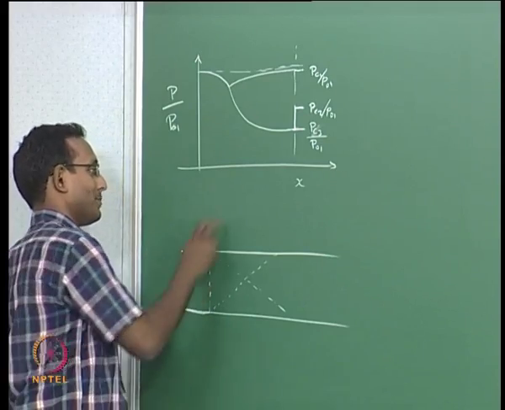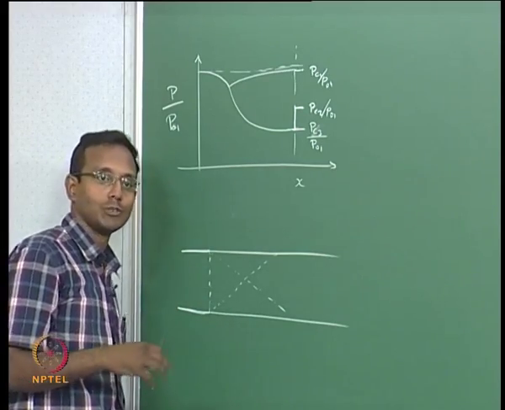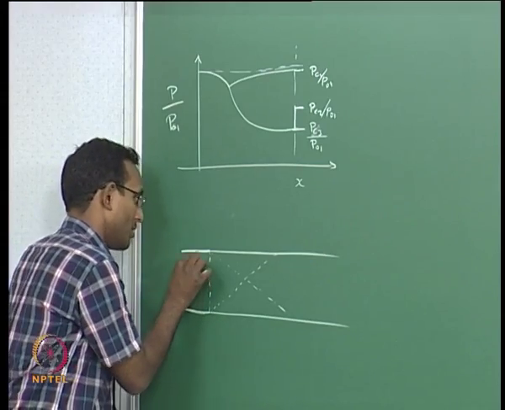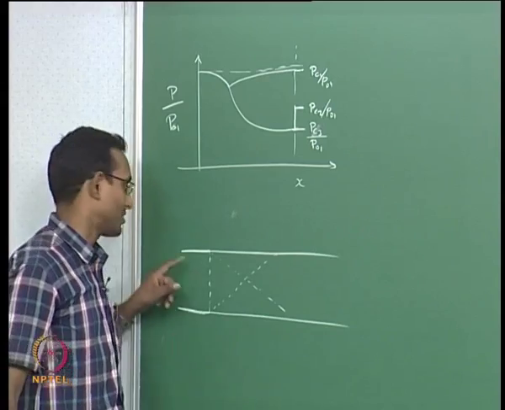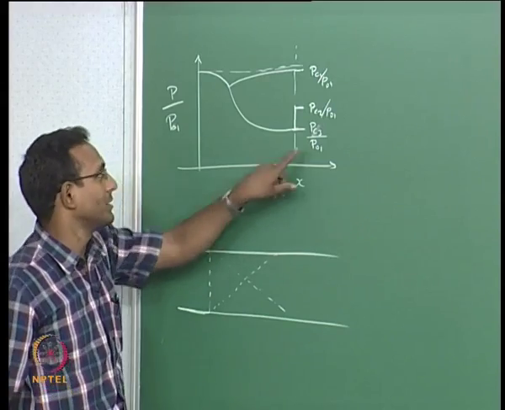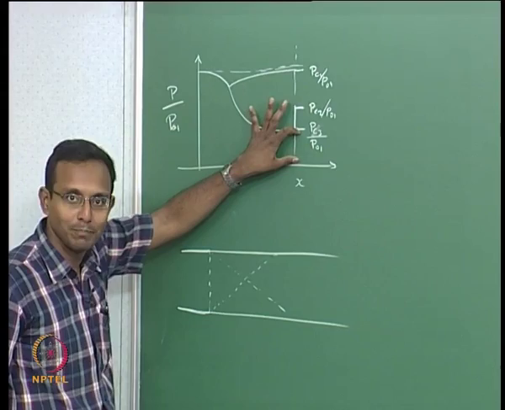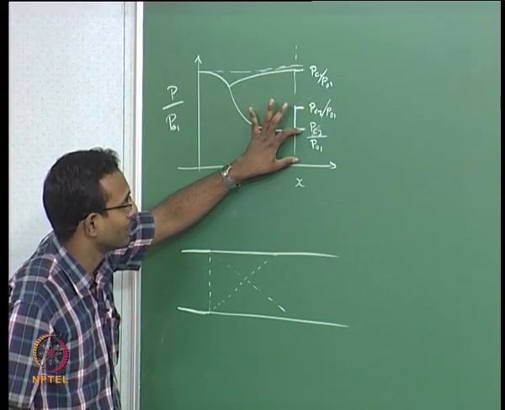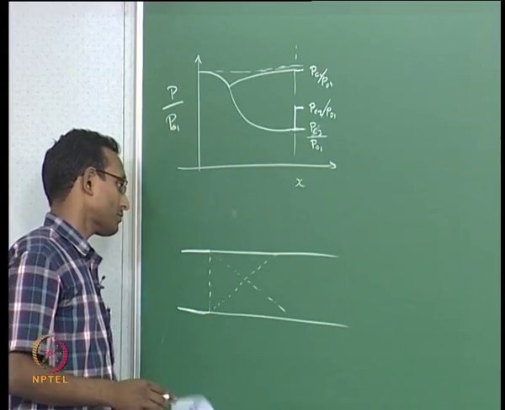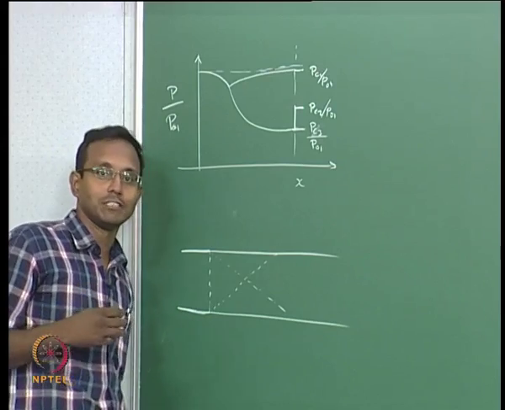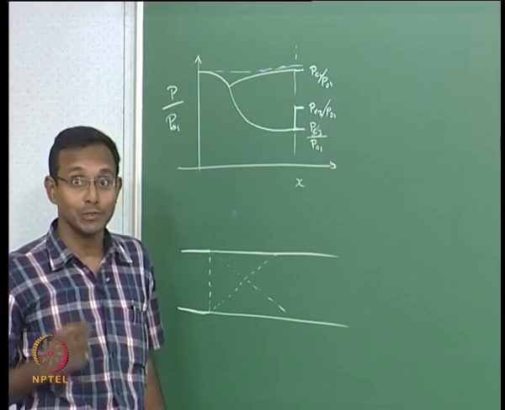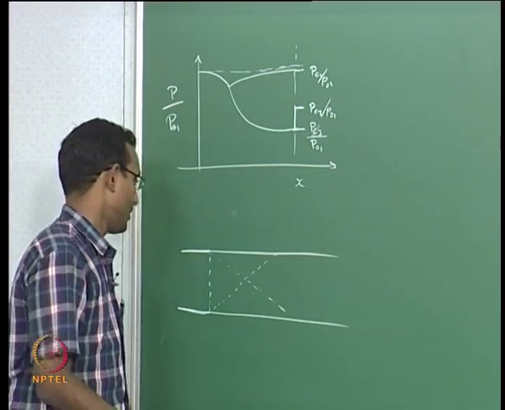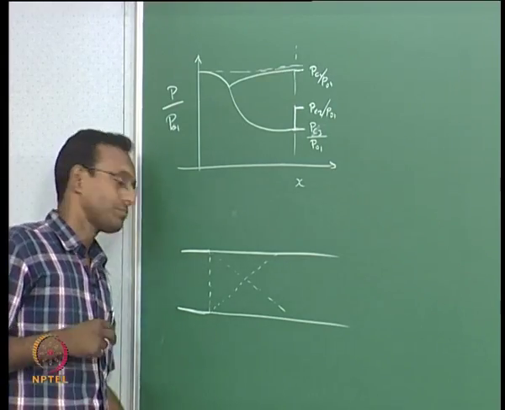Now, if I decrease the pressure here, what should happen? Then the exit pressure is more than the outside pressure, which means it has not yet expanded to that value. So that is why this is called the under expanded region. By definition, under expanded means it still needs to expand more. It has not yet expanded fully.